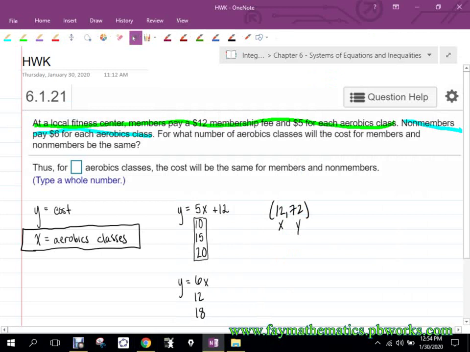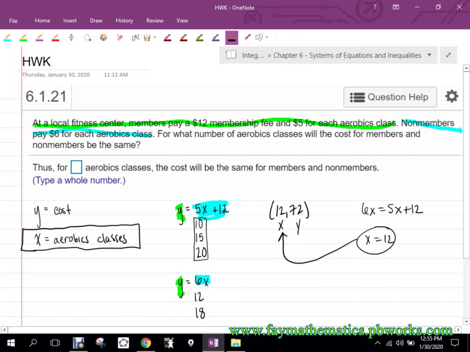Now, we did that graphically. Let's do this. We know from what we've learned so far in 6.2 that this y right here is the same as that y right there. So that means this here is the same as that, right? So can I take 6x equals 5x plus 12? Subtract 5x. Does x equal 12? Which is exactly what we found graphically, right?